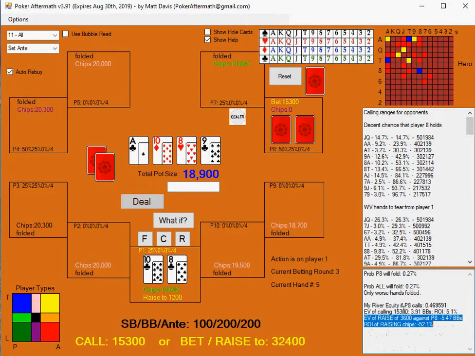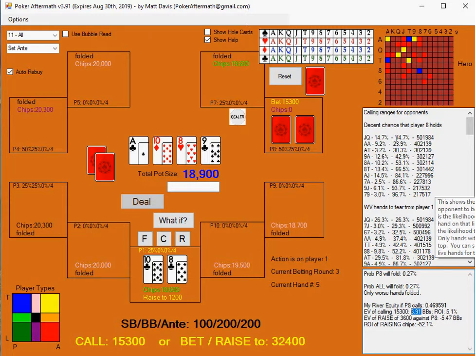The other player is all in. But the expected value of calling is 3.91 big blinds, positive, so it's profitable. But the return on investment is pretty small, 5.1%. That kind of makes sense in a way because the bet is so massive. We have to call a massive amount to win this little amount, so our return on investment is pretty small, but it is positive.